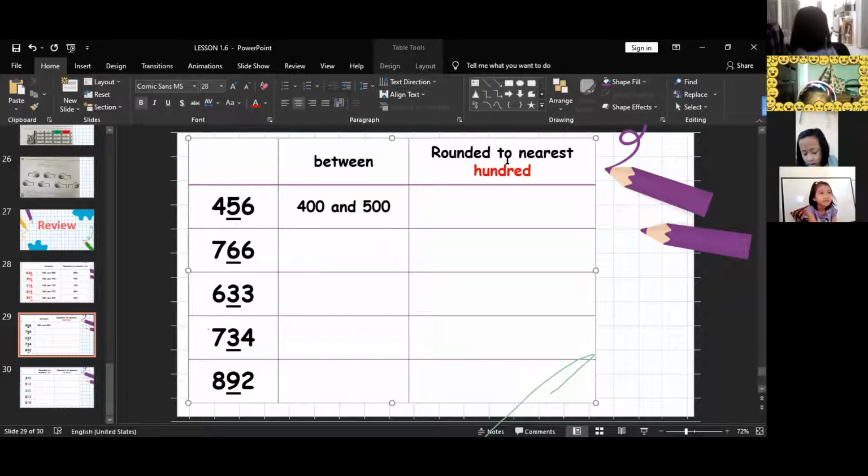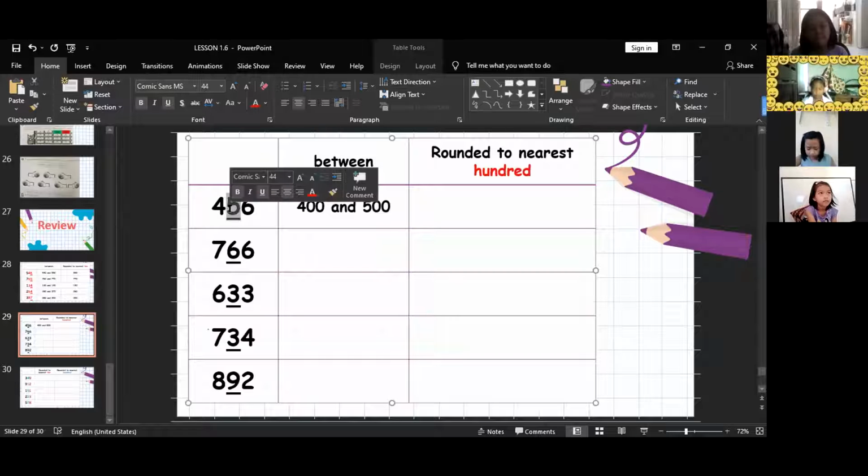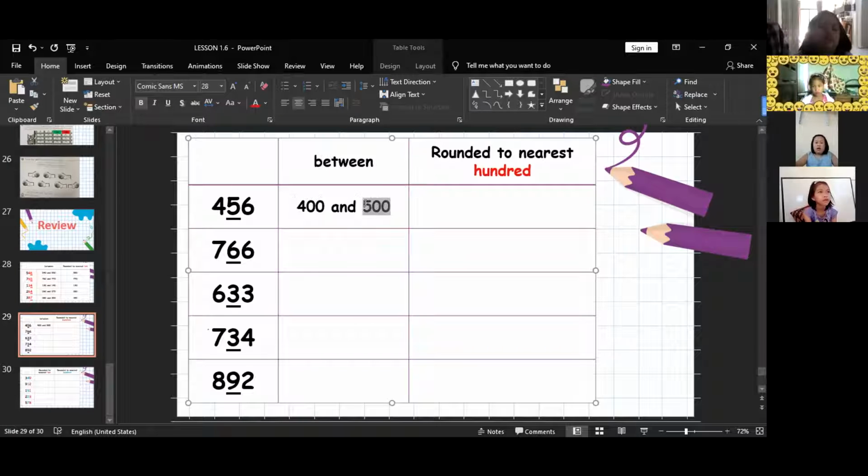Okay, very good. How about we're going to round to the nearest 100? Can you see the number here in between? What number is it? The one that I underlined, what number? This five. Okay, are you going to round up or round down? Round up. Very good. So what is your answer? 400 or 500? 500. 500 because you round up. Very good, Yam. Thank you.